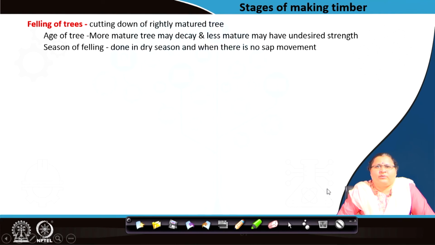Now, when we get some wood, what should we do? We see a number of trees, and is any one suitable for our purpose? No.